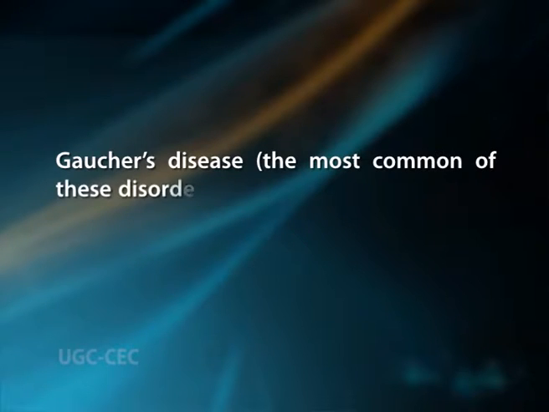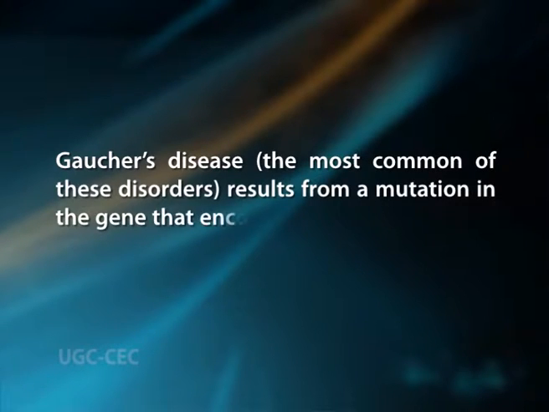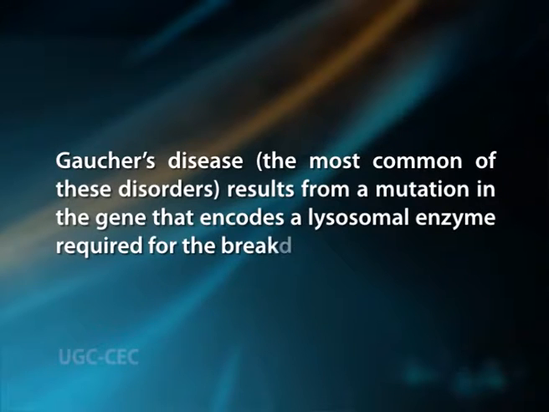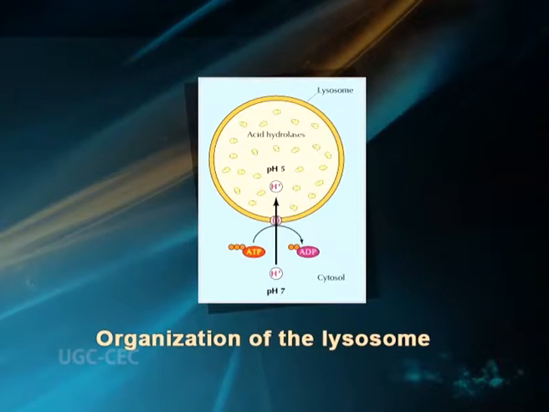For example, Gaucher's disease results from a mutation in the gene that encodes a lysosomal enzyme required for the breakdown of glycolipids. An intriguing exception is I-cell disease, which is caused by a deficiency in the enzyme that catalyzes the first step in the tagging of lysosomal enzymes with mannose-6-phosphate in the Golgi apparatus. The result is a general failure of lysosomal enzymes to be incorporated into lysosomes.